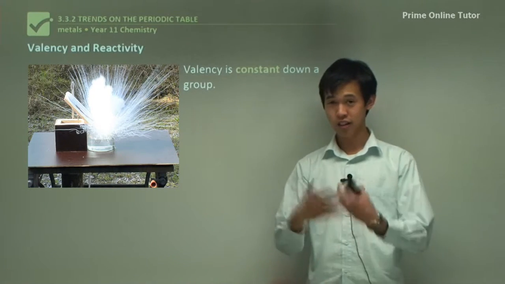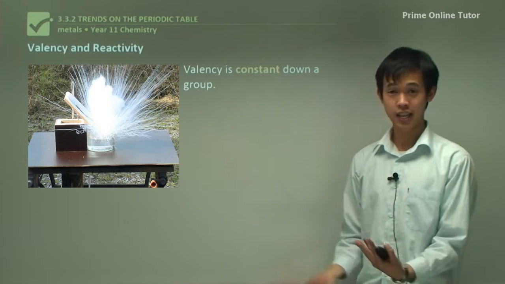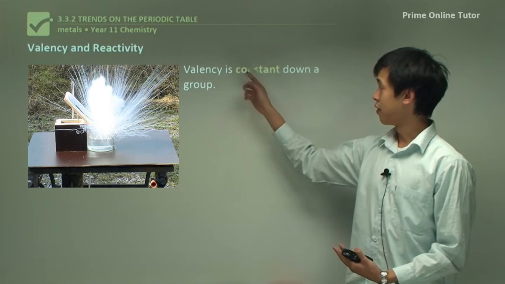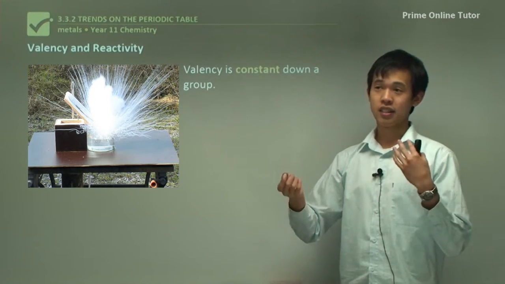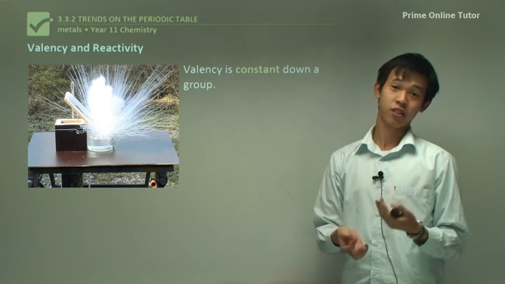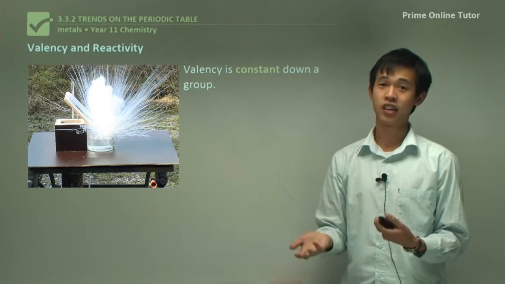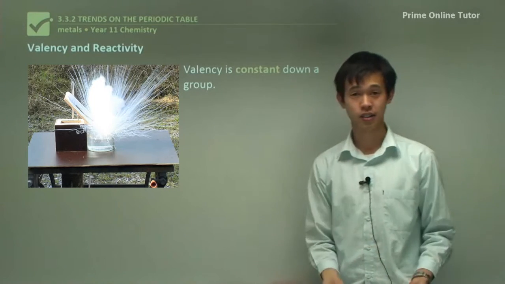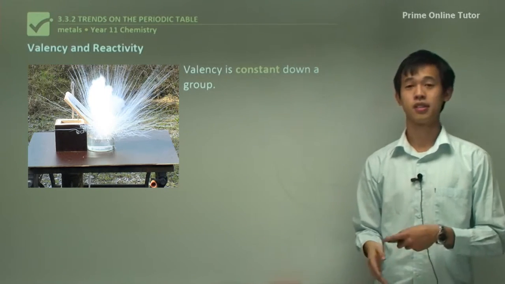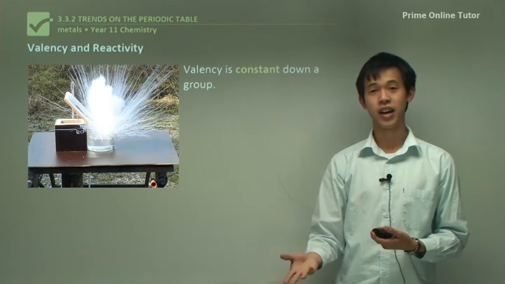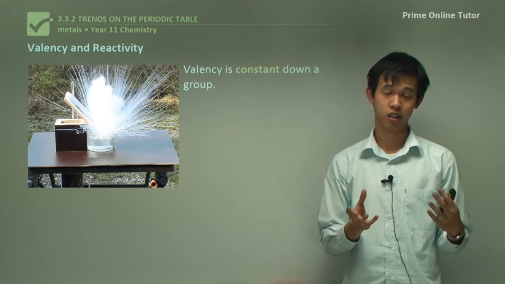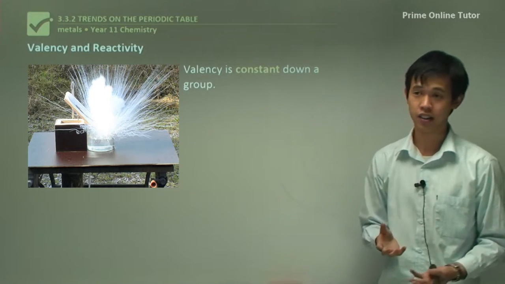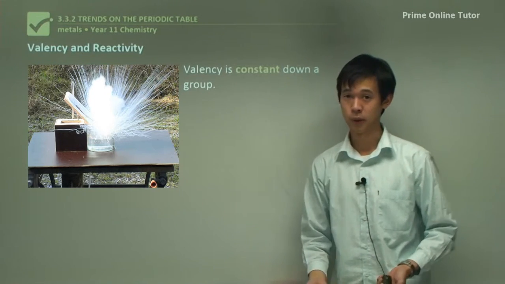So from electronegativity, we'll move to valency and reactivity. Remembering that valency is basically how many electrons you need, or the charge of your ion after you've reacted with something. For instance, sodium has a valency of +1 because it gives away its electron in a reaction, and then you're left with a positively charged ion, and that's the valency, +1.